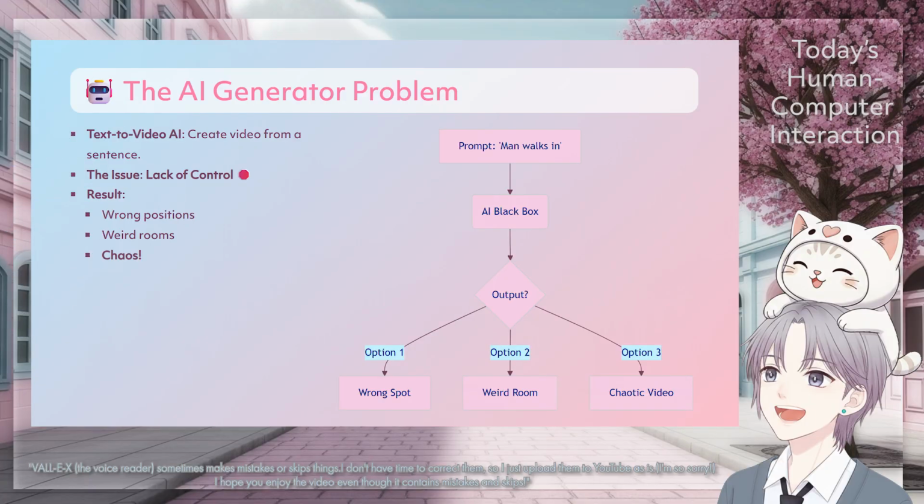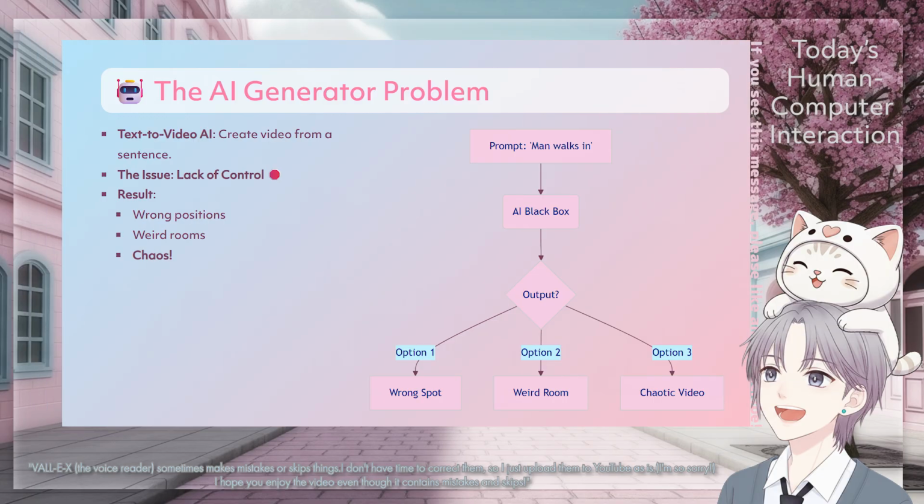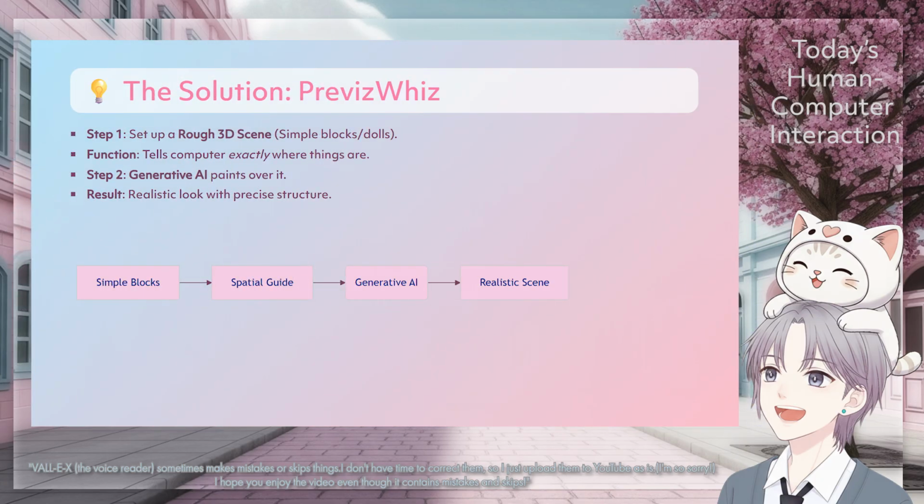Recently, we have seen these amazing AI video generators, where you type a sentence and it creates a video. But there's a problem. Those AI videos are hard to control. If you type, a man walks into a room, it might put the man in the wrong spot, or the room might look weird. It is chaotic. This paper, PrevizWhiz, tries to solve this problem.